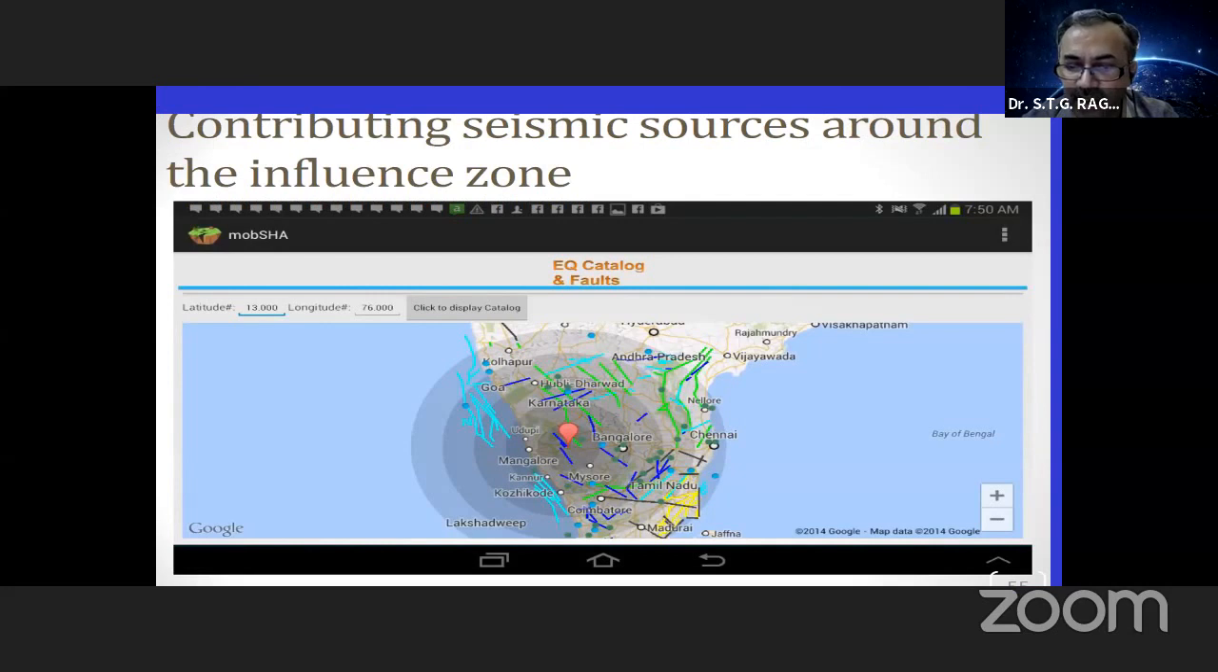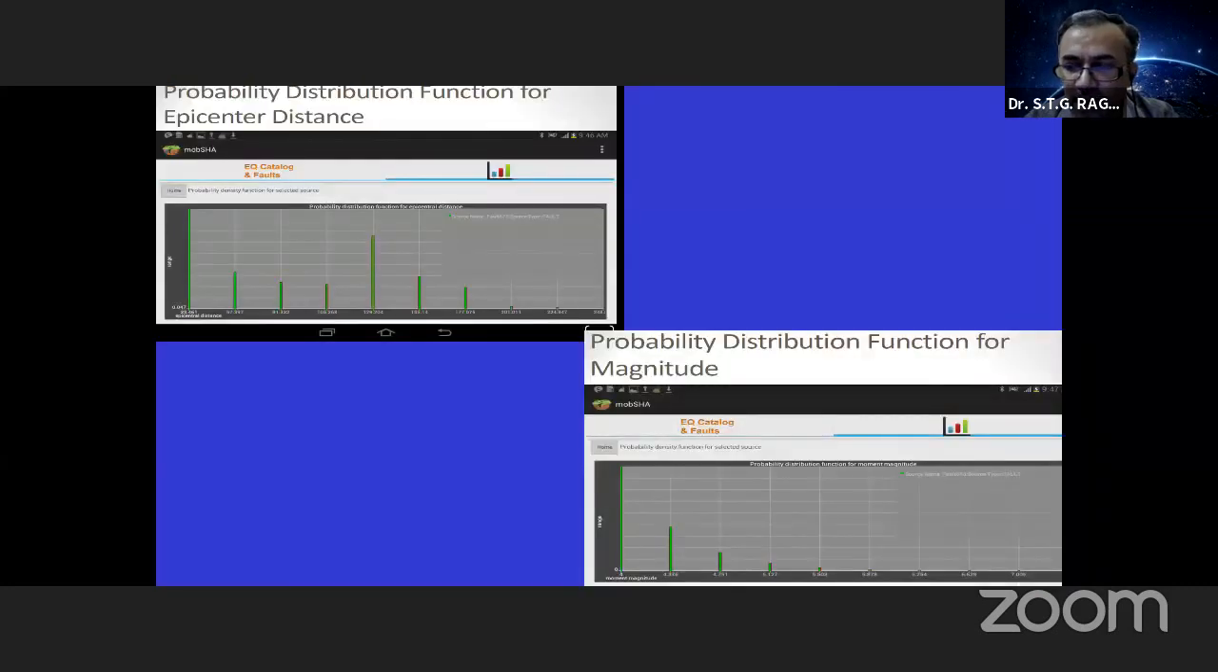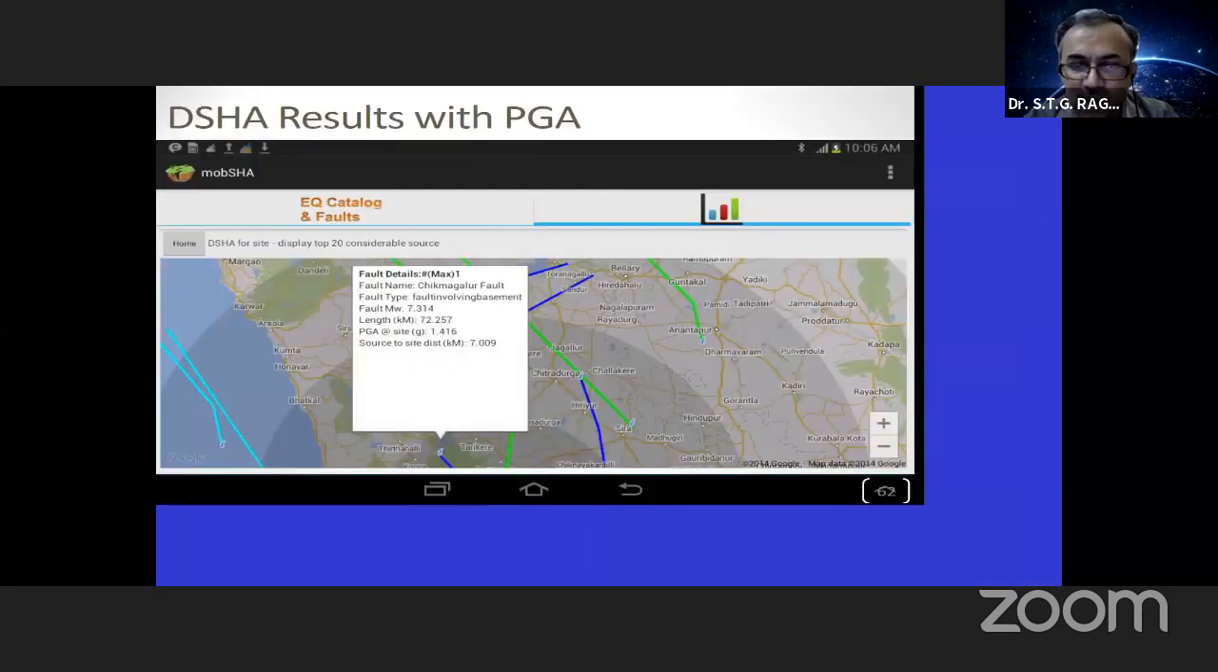This is deterministic seismic hazard. You can plot the faults surrounding your site within 100 km or 300 km. You can select a GMPE, whichever you like, and choose how much distance you want to include in your hazard analysis. You can get the probability distribution function for magnitude and the epicentral distance also. If you select, say, from DSHA, the source to site distance, it automatically gives you the PGA also. This is for deterministic seismic hazard.